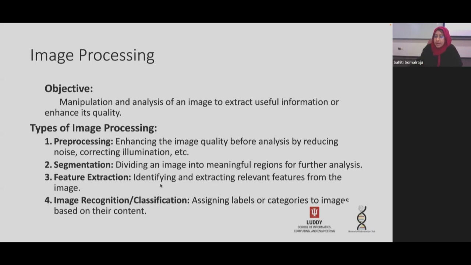And also identifying and extracting the relevant features. Like maybe on the road, how many cars are there? You segment those cars separately and get that information out. And you actually identify, okay, these are cars, this is a bus, or this is maybe a bicycle. So you do some classification. All of these things are included in the image processing part.